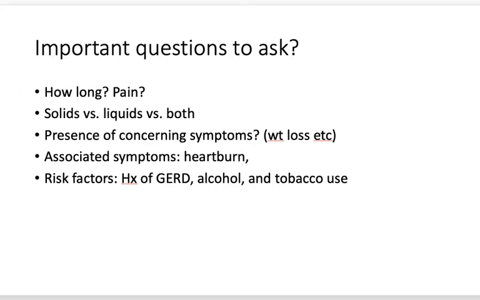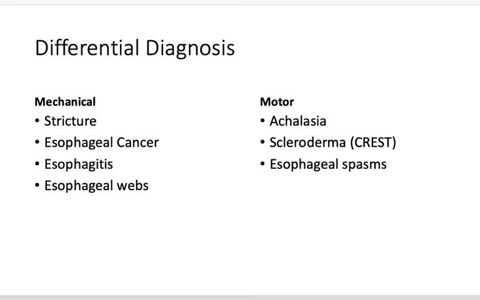So now to get into the meat of the presentation and talk about differential diagnosis. So the thing that I highly recommend to anyone who has a patient with dysphagia is to think about it in two major categories in terms of what can be causing it. One is motor issues, and the other is mechanical issues. So in motor issues, it includes things such as achalasia, scleroderma, and esophageal spasms.